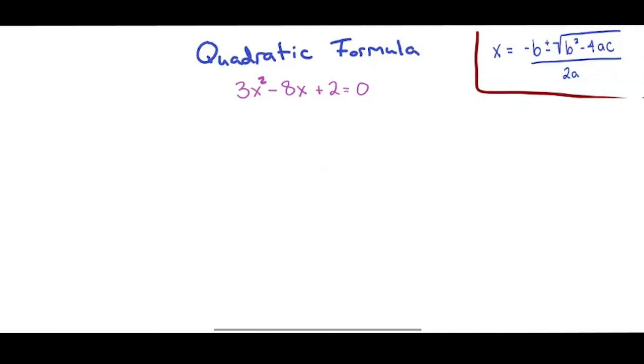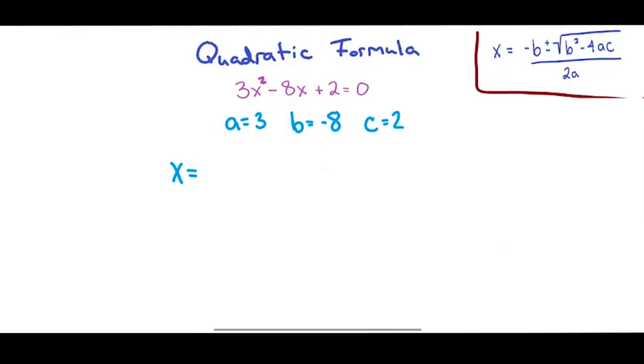What happens when a is not 1? Well, let's say we have 3x squared minus 8x plus 2 equals 0. So we're going to use the quadratic formula to solve for x. Well, in this case, a equals 3, b equals negative 8, and c equals 2. Well, we plug these into our quadratic formula.